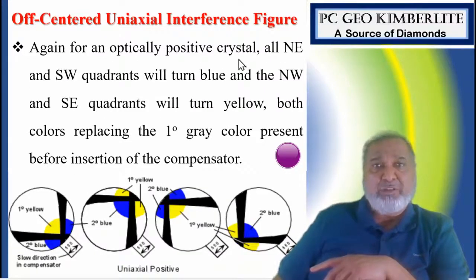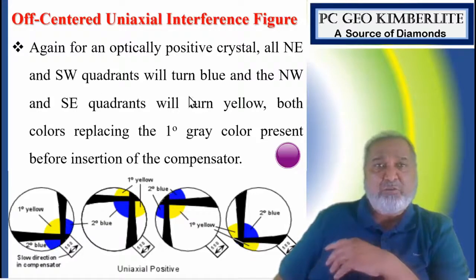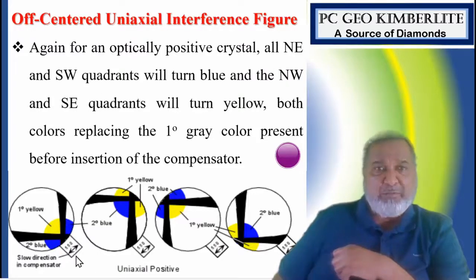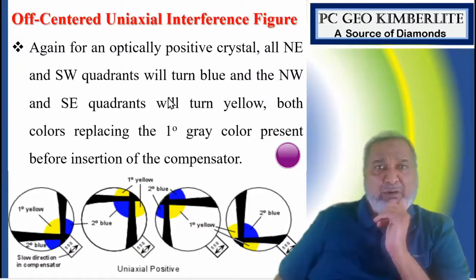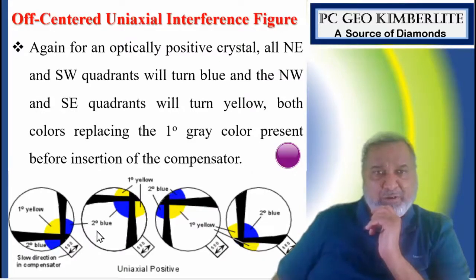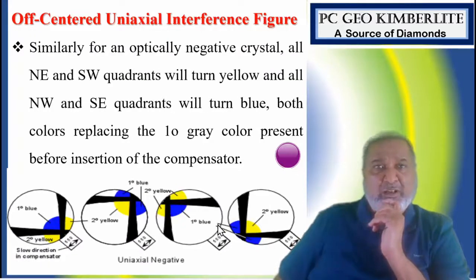Again, with an optically positive crystal, the northeast and southwest. You can see now the yellow one which has come out here. So positive will be there, and this is again positive. What you are going to make out: the quadrants turn blue and the northeast yellow. Both colors, with gray, will be present on useful insertion of the compensator. Uniaxial positive: yes, this is going to cross, this is going to cross, and this is also going to cross. They are not in this particular direction.